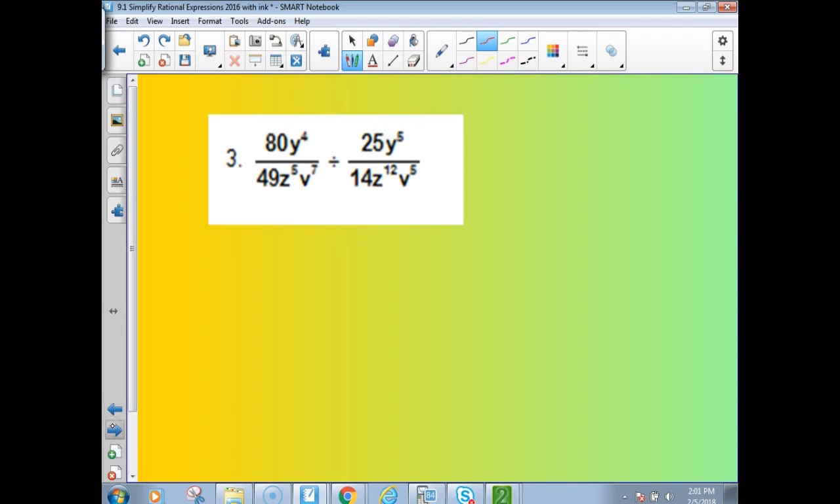Okay. Number 3, I have a division. What I need to do right away is change the division to multiply by the reciprocal. So I'm going to rewrite the problem. That is 80 y to the fourth over 49 z to the fifth v to the seventh. Change the division to multiply and flip over the second fraction. 14 z to the 12th v to the fifth on top. 25 y to the fifth on the bottom.